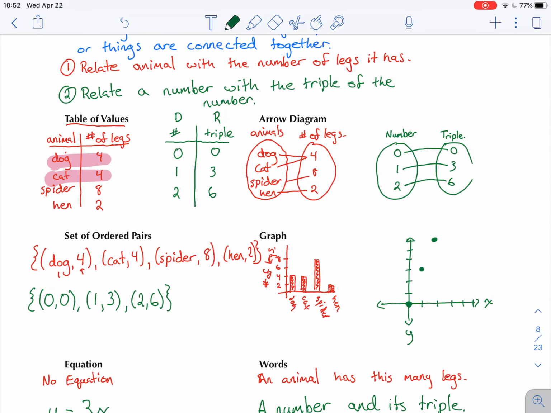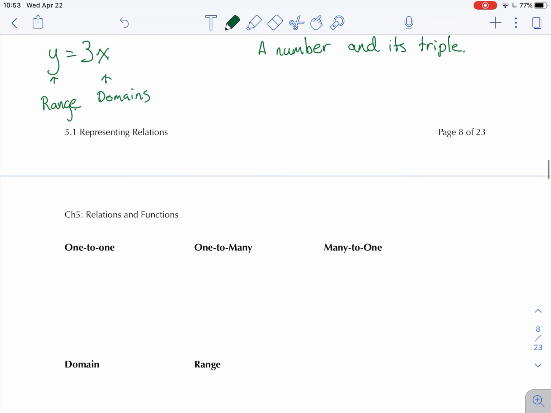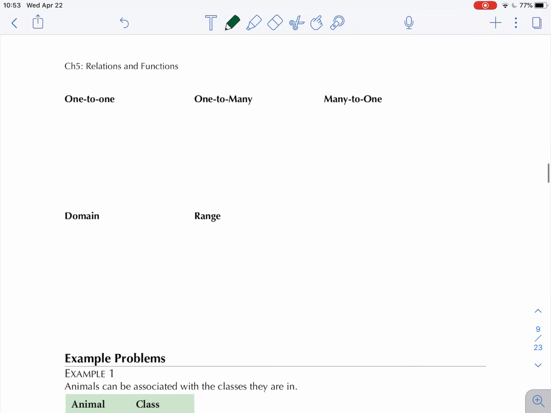Okay, so you should be able to take a relation, like we have these two relations here, and represent them in the 6 ways, if it's possible. Table of values, arrow diagram, set of ordered pairs, graph, equation, and words.